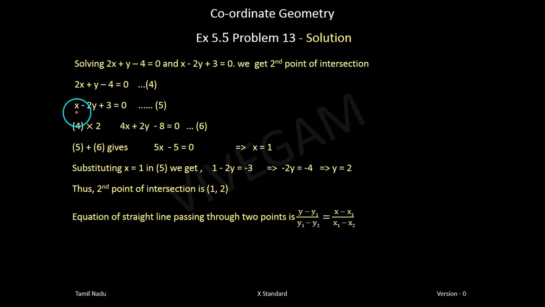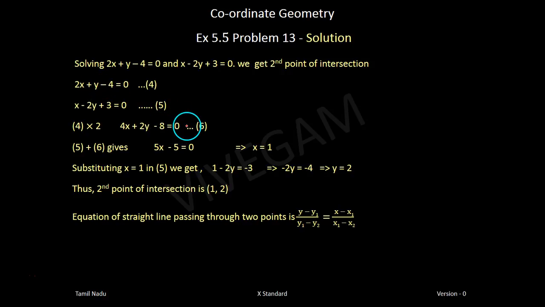Or you can multiply equation 4 by 2 and you can cancel y, right? So what will happen is the equation 4 is multiplied by 2, so this will become 4x plus 2y minus 8 will be equal to 0.